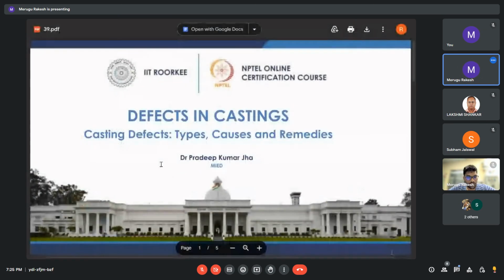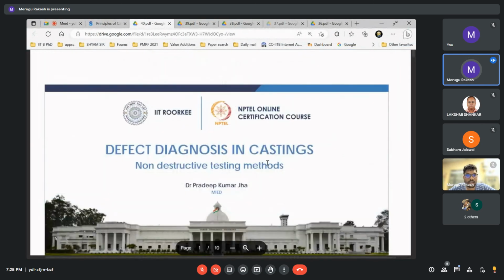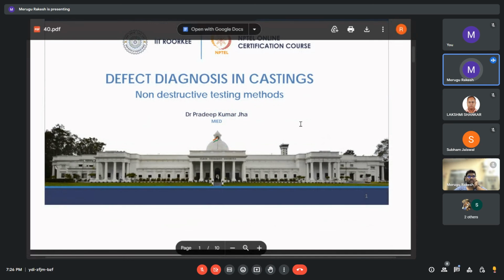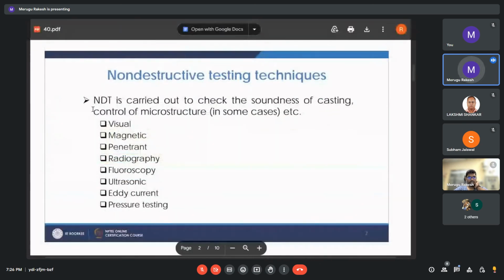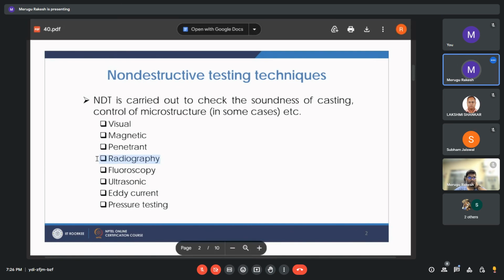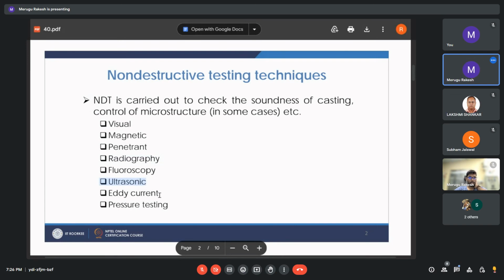Then I will finish with the final topic, that is the diagnostics in castings, nothing but non-destructive test techniques. These are the different types of techniques. These are actual standards in casting or molding that need to be passed for any casting in order to keep it in service. NDT is a very famous technique. Mostly we use radiography, which is costly, and ultrasonic is well used everywhere. So let me discuss one by one.